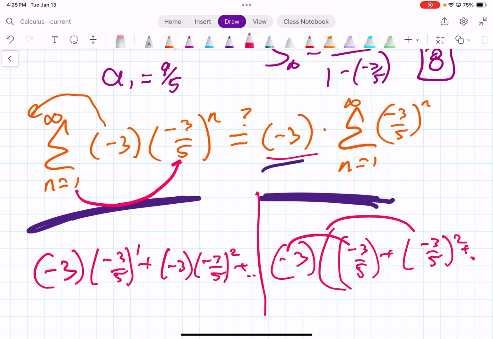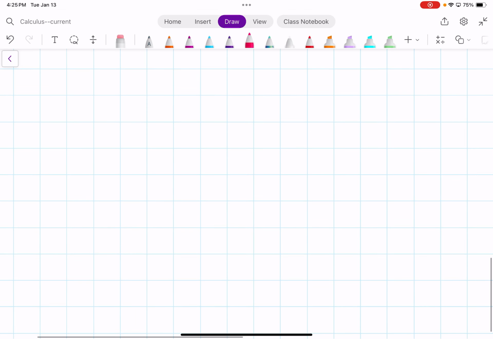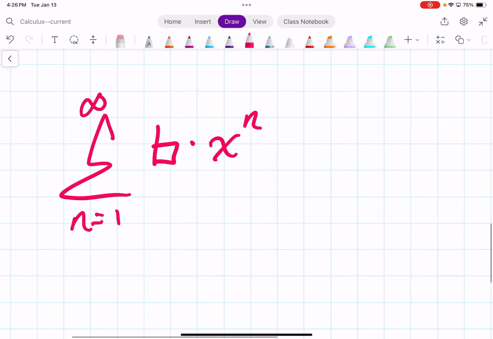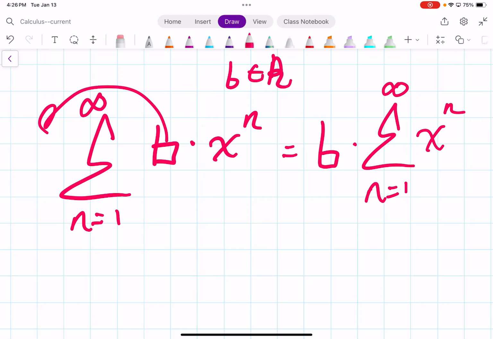So maybe just an observation that you can factor out a constant from the summation. If we wanted to write that as a property, if I had a summation from n equals 1 to, it doesn't matter, and I write a constant b times x to the n, something like that. We should comment that b here is an element of the real numbers. We could bring that out in front.